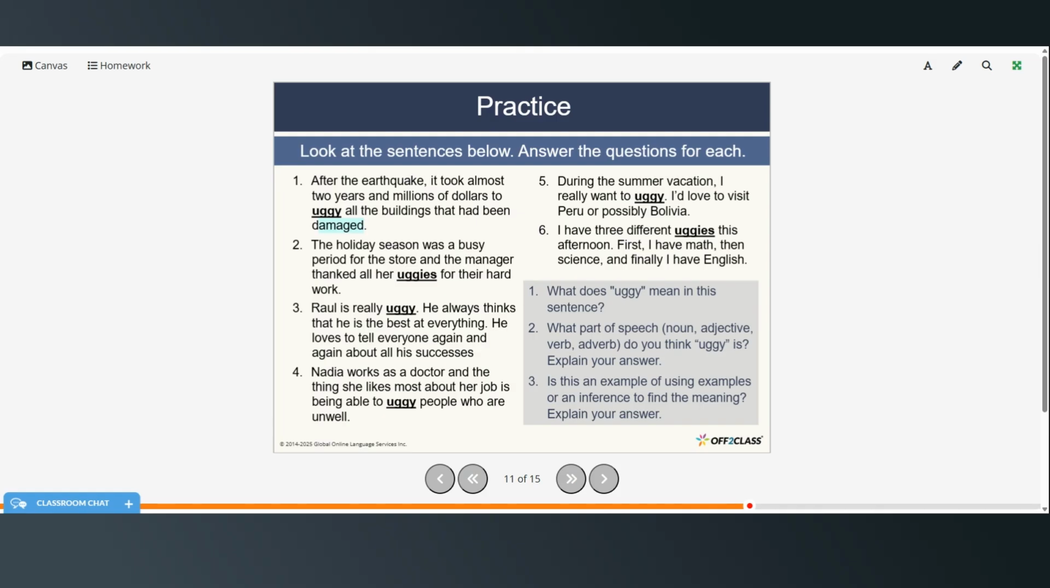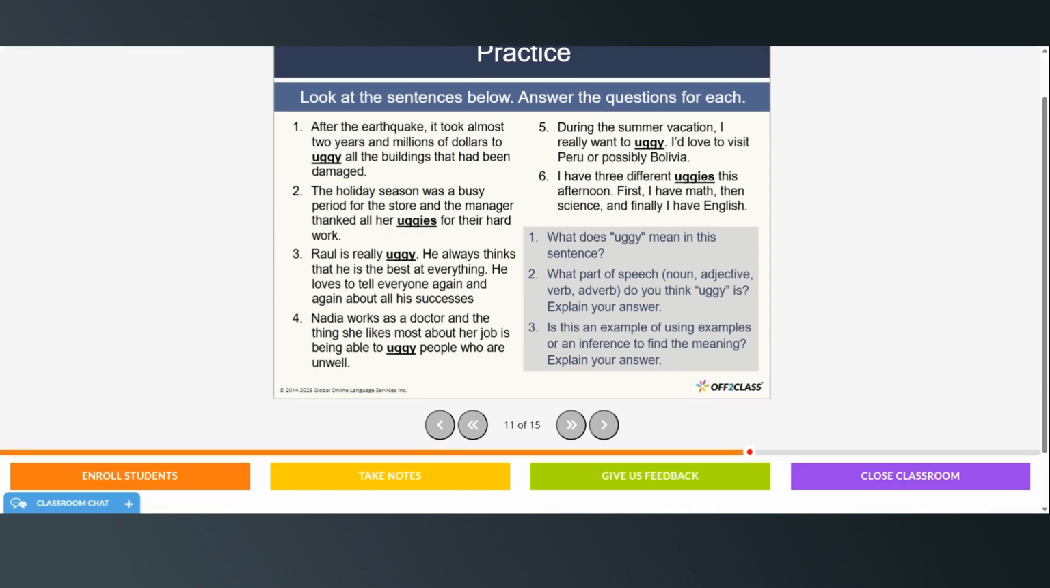The holiday season was a busy period for the store, and the manager thanked all her Uggies for their hard work. Here, Uggies is most likely employees, which would be a noun because it's people. People, places, and things are nouns. And here again, I think it would be inference because of holiday season, busy period, and the manager thanking people. So the people most likely to be helping out in the busy holiday period would have been employees.